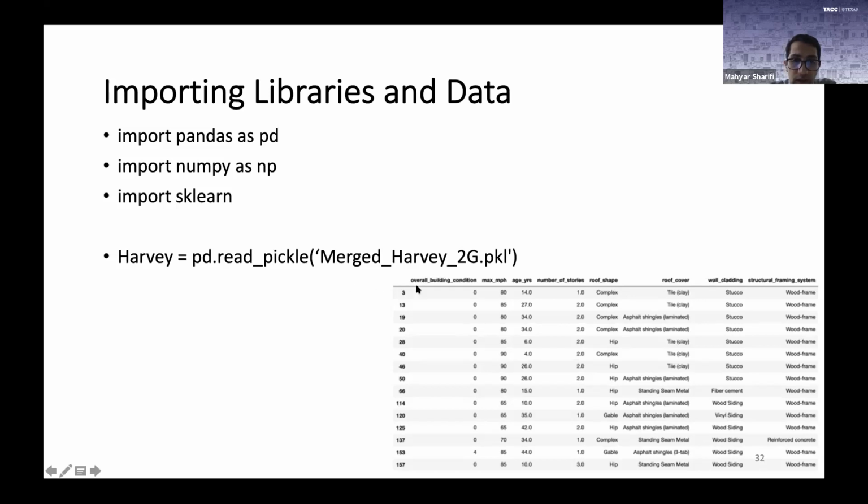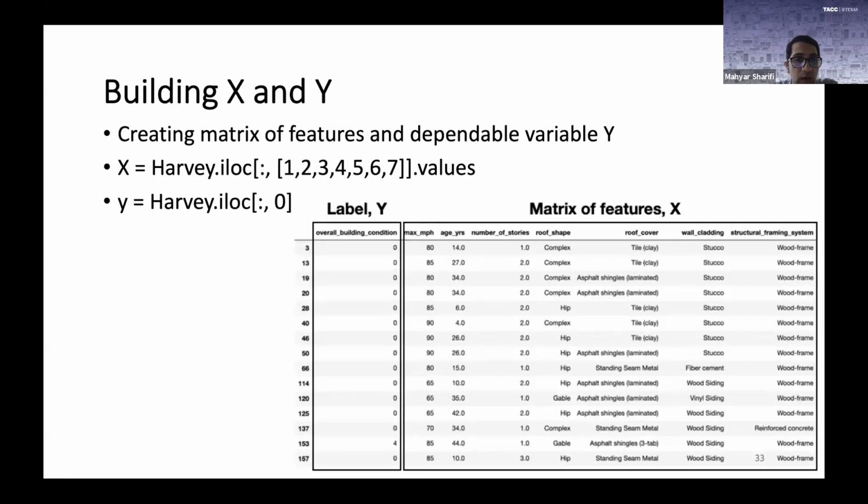As I mentioned, I have created this pickle file, which can be used. We can use the read pickle method in the pandas library to bring in your clean data set as a pandas data frame, which I have called Harvey. Then you will need to create your matrix of features X and the dependent variable Y. I've used the iloc method that is available for pandas data frames to select the matrix of features X and then the label Y, which is the overall building condition.